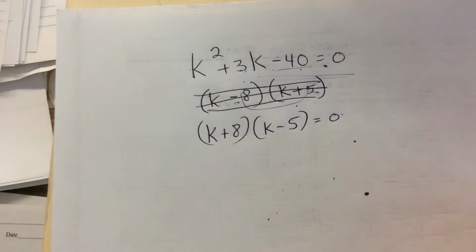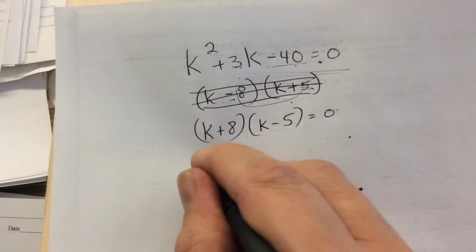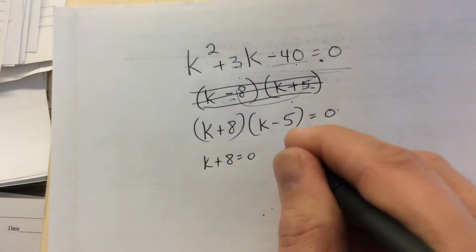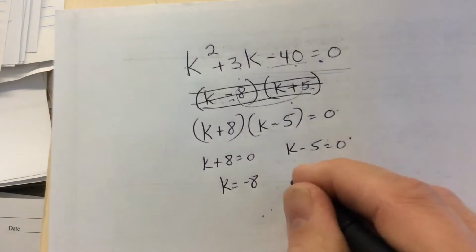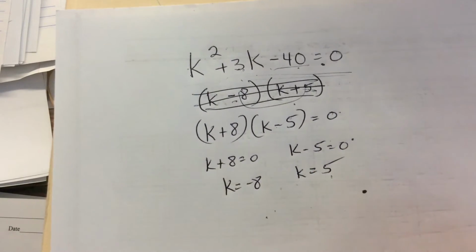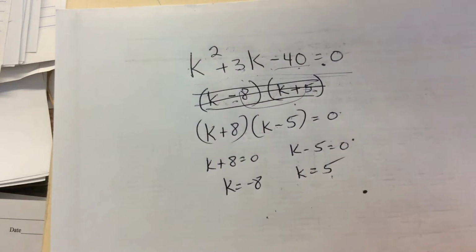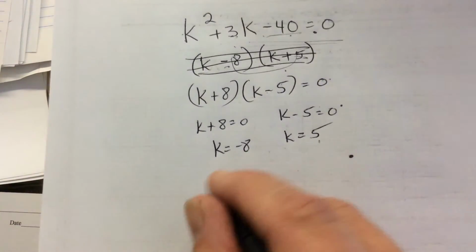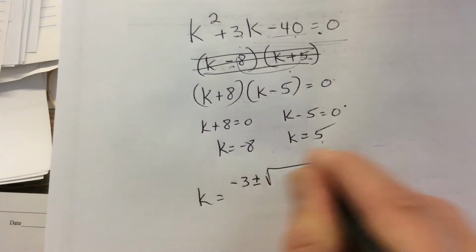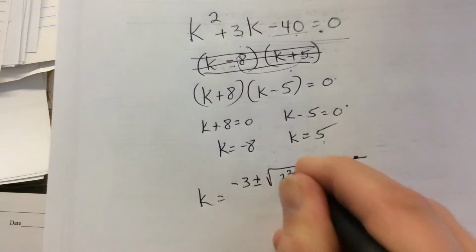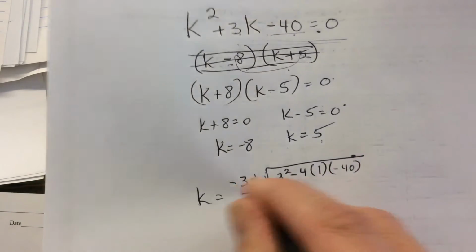These two are equal, right? So this is an equivalent equation. And now I can use the zero product property to say k plus 8 has to equal 0, or k minus 5 has to equal 0, which means k is equal to negative 8, or k is equal to plus 5. And I'm done. I don't know if it's easier or not easier, but if you have to do this, k equals negative 3 plus or minus the square root of 3 squared minus 4 times a times c all over 2a.